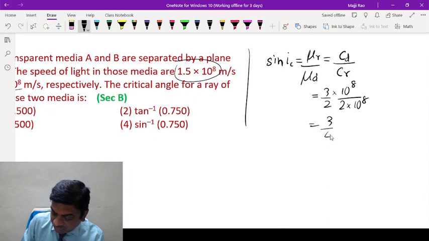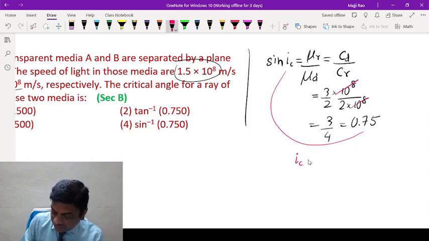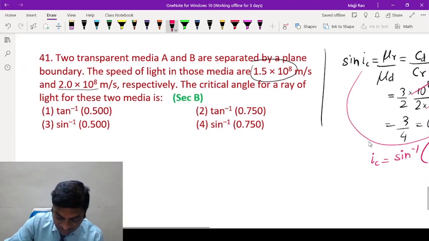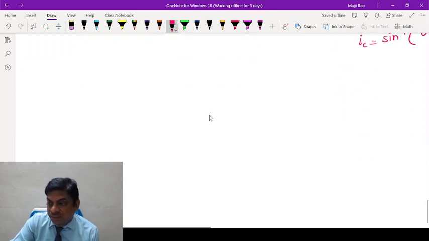So we have 3 by 4, that is 0.75. Okay, 10 power 8 gets cancelled. So sine of C is this. So critical angle is sine inverse of 0.75. So sine inverse of 0.75 means fourth option is the correct option.